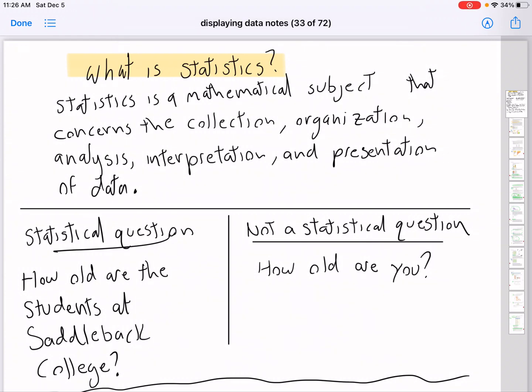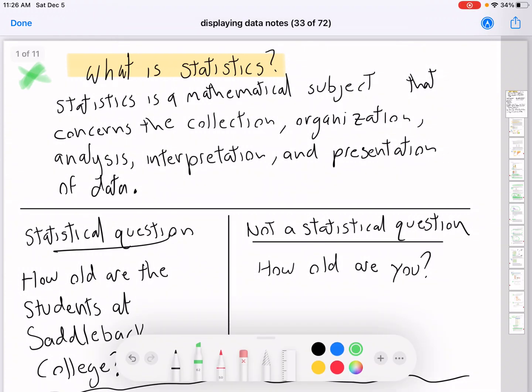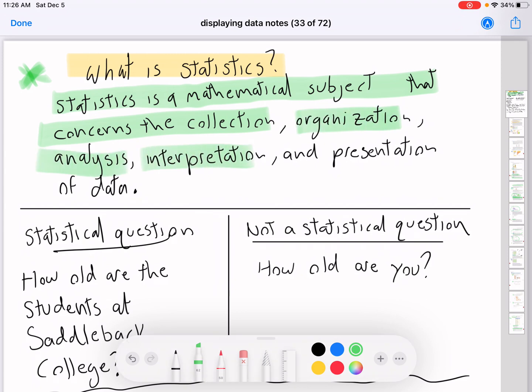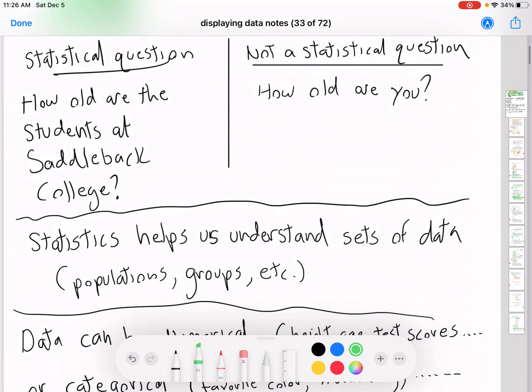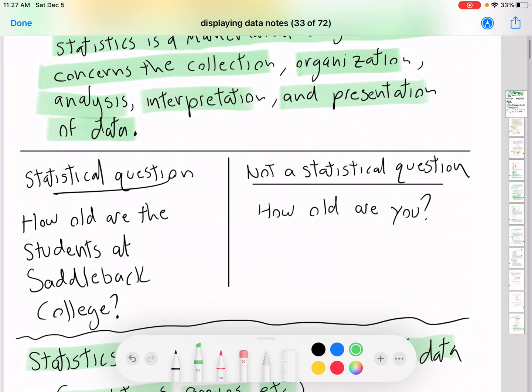All right, so we're going to start our brief section on statistics. And the first question is, what is statistics? And so this is a general definition I found. It says statistics is a mathematical subject that concerns the collection, organization, analysis, interpretation, and presentation of data. Basically, statistics helps us understand sets of data, which could be data about populations, about groups, about anything you can collect data about. Statistics helps us understand data.